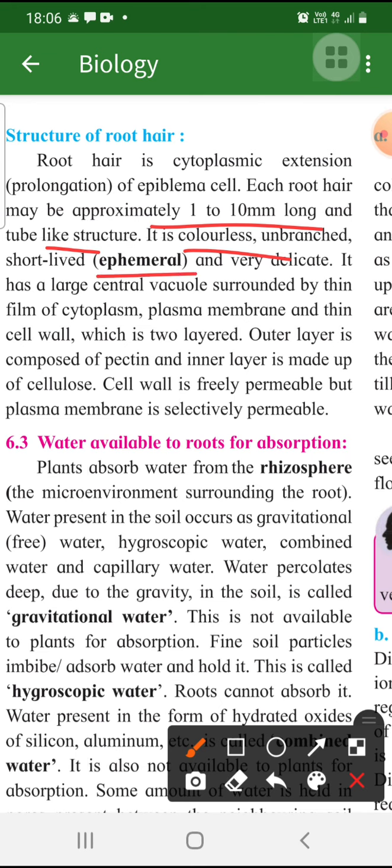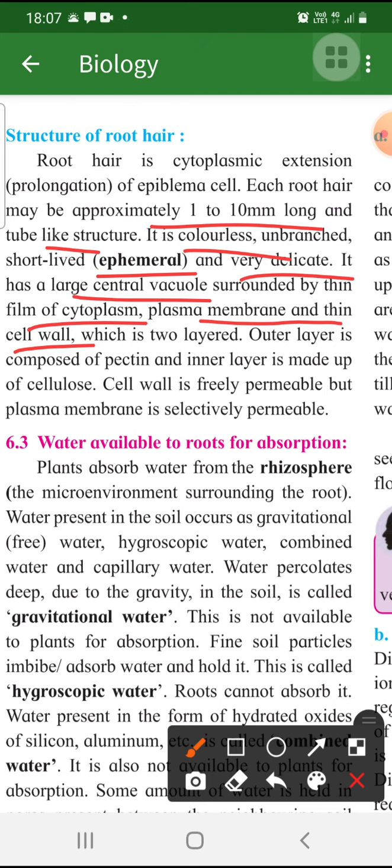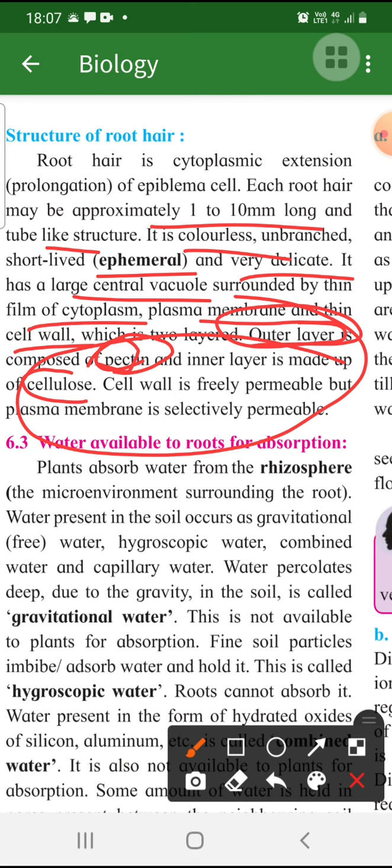Why this word ephemeral? Because they don't live for long, okay, and they're very delicate, and it has got a large vacuole in the center which is surrounded by plasma membrane and a very thin cell wall. Okay, then we have the outer layer, about which this question has come. What is the outer layer of the root hair made of? It is made of pectin, and the inner layer is made of cellulose.